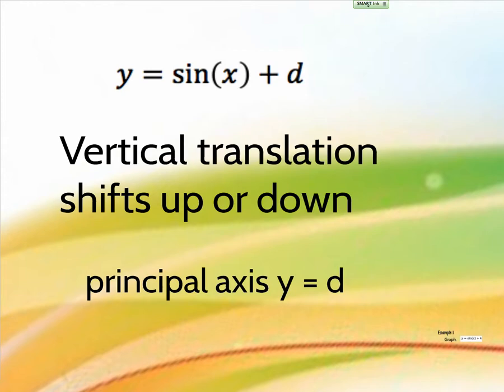So for the translations, that's when we add something to our function. Remember, if we're adding it outside of the function like it is here, y equals sine x plus d, that's going to shift it up or down. So normally our principal axis was at y equals 0 for our basic. When it's just y equals sine x, it's y equals 0. But if we're adding something, the principal axis will equal whatever it is we're adding. So if it's y equals sine plus 6, that shifts our principal axis up to 6, or whatever that number happens to be.